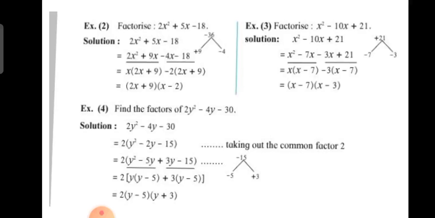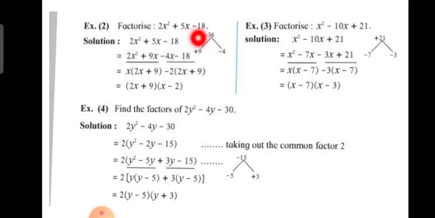Now the next example is 2x square plus 5x minus 18. Your coefficient of x square is 2, so you have to multiply 2 into minus 18. 18 twos are 36, that is minus 36. Now we have to find the factors of minus 36.